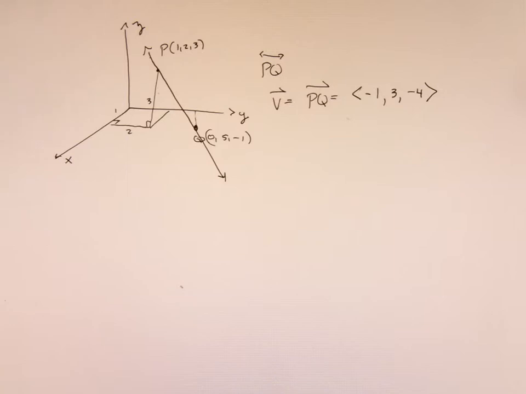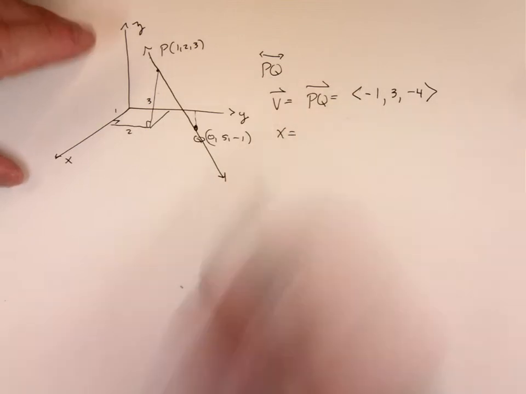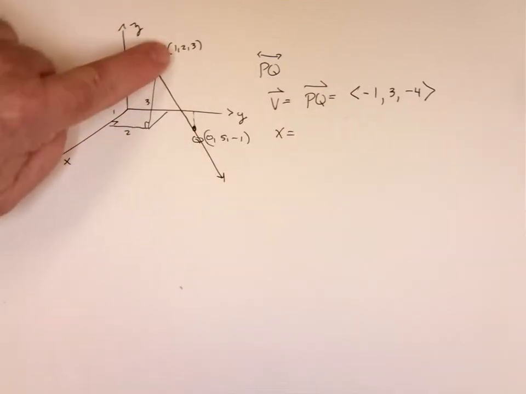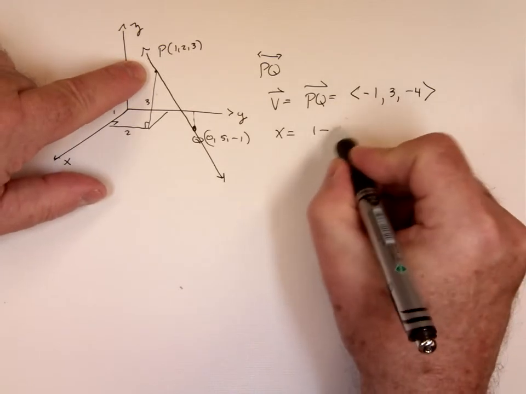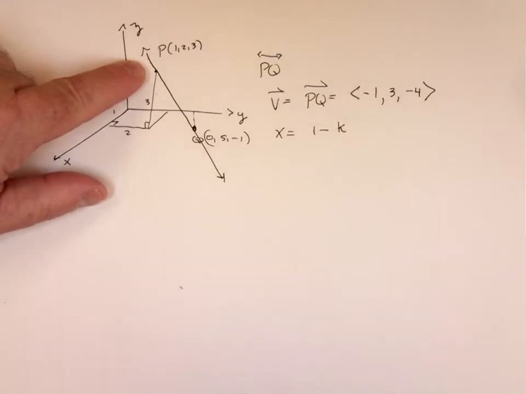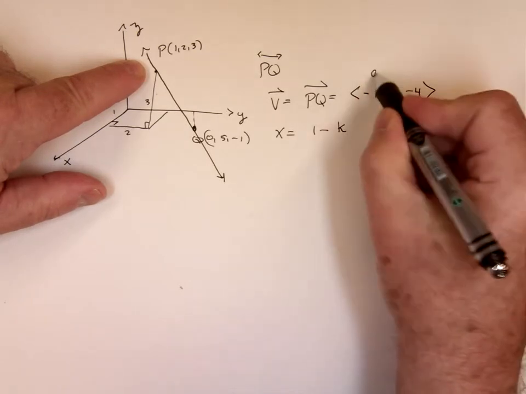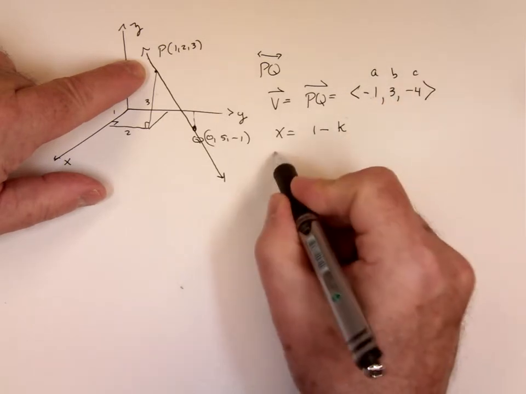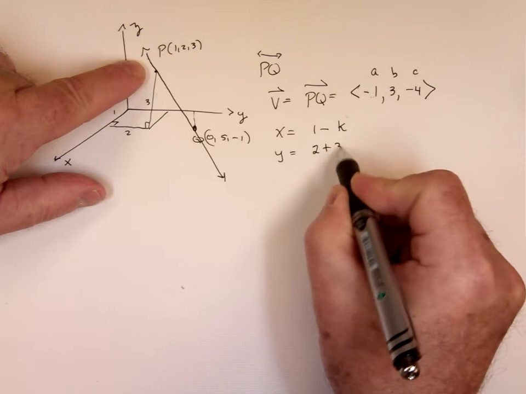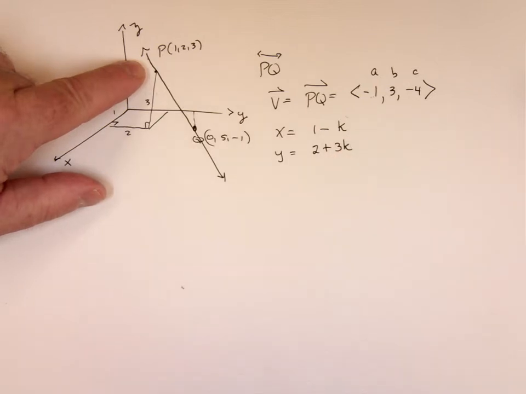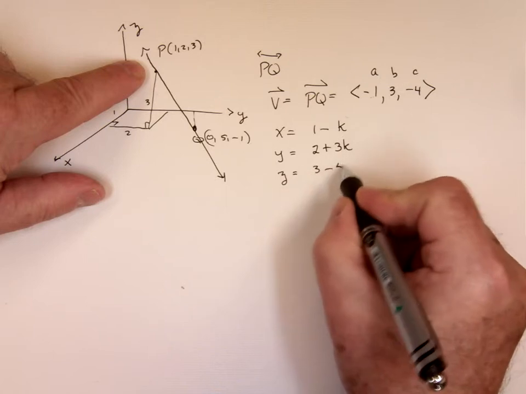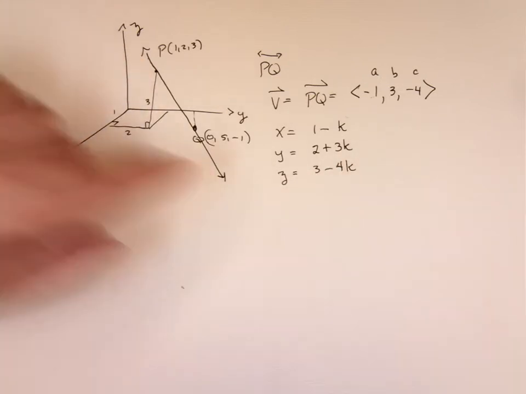What's the equation of that line? Here's one form of the equation. X is equal to, take any point, let's take this point P, 1 minus K. This minus K comes from this right here. This is the A, B, and C. Y is equal to 2 plus 3K. Z is equal to 3 minus 4K. That's the equation of that line.